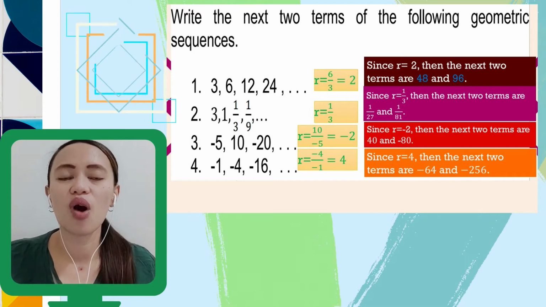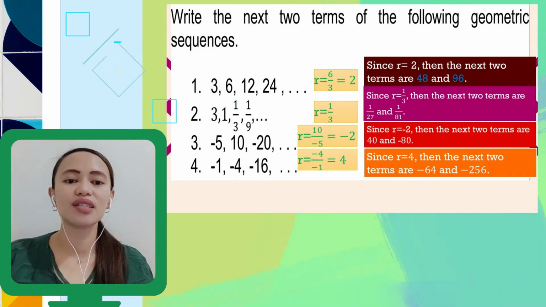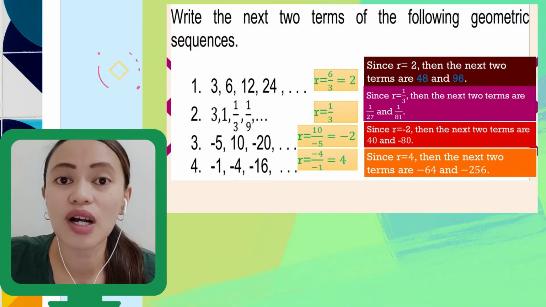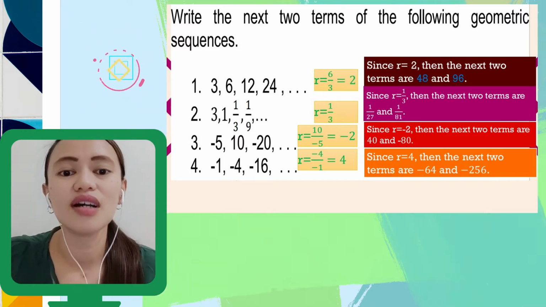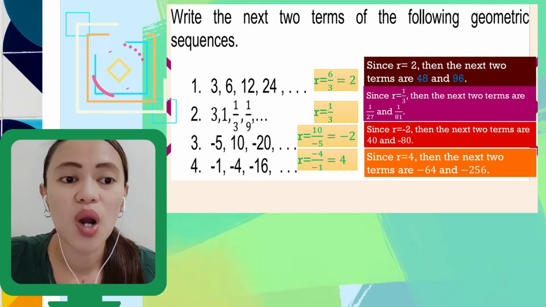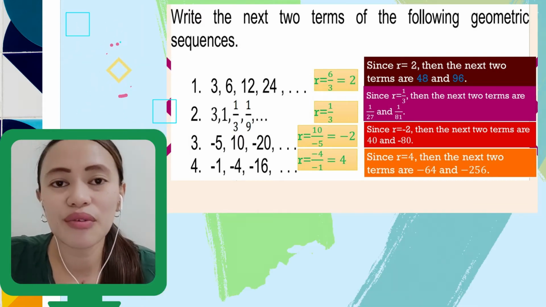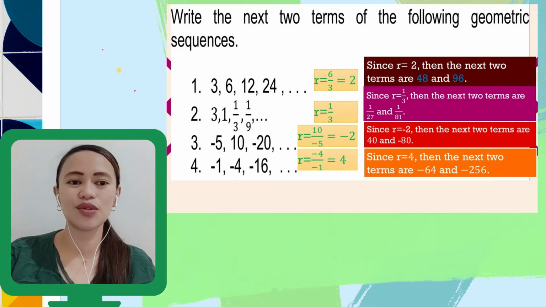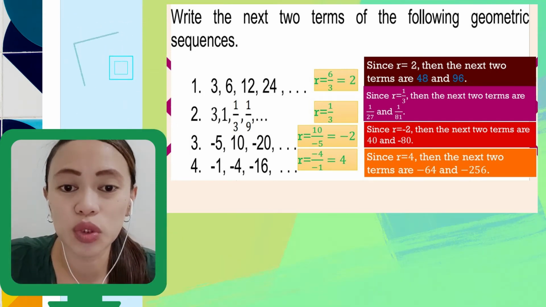Next, we have 3, 1, 1/3, 1 over 9, and so on. So 1 divided by 3 is 1/3. Therefore, the common ratio is 1/3. So 1 over 9 times 1/3 is equal to 1 over 27. 1 over 27 times 1/3 is equal to 1 over 81. So those are the next two terms.